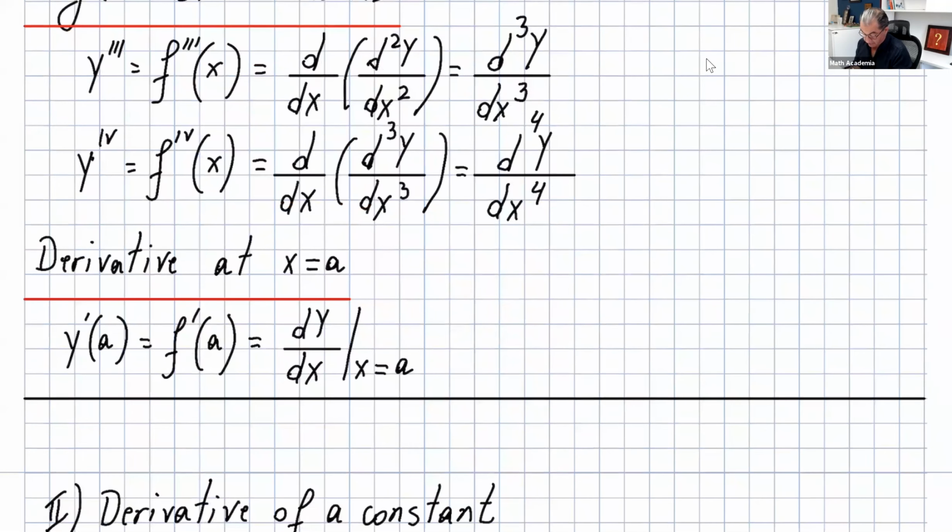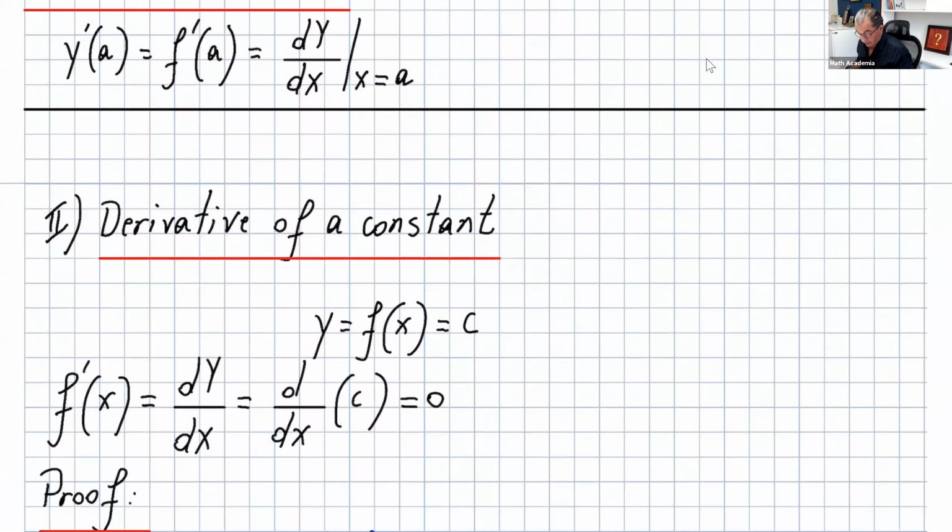Now, if you want to find the derivative at a point x equals a, you can write that. This is rare, but I put it anyway. It's y prime of a, which is the same thing as f prime of a, and it is the same thing as dy dx, and you just draw a line at x equals a. This means find the derivative first and evaluate it at x equals a. So please get familiar with those notations, because you're going to see all of them. Now let's start.